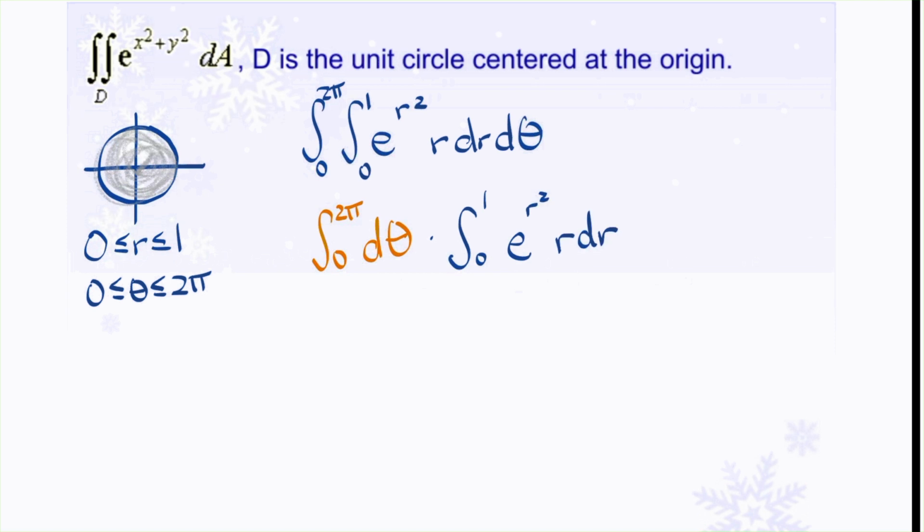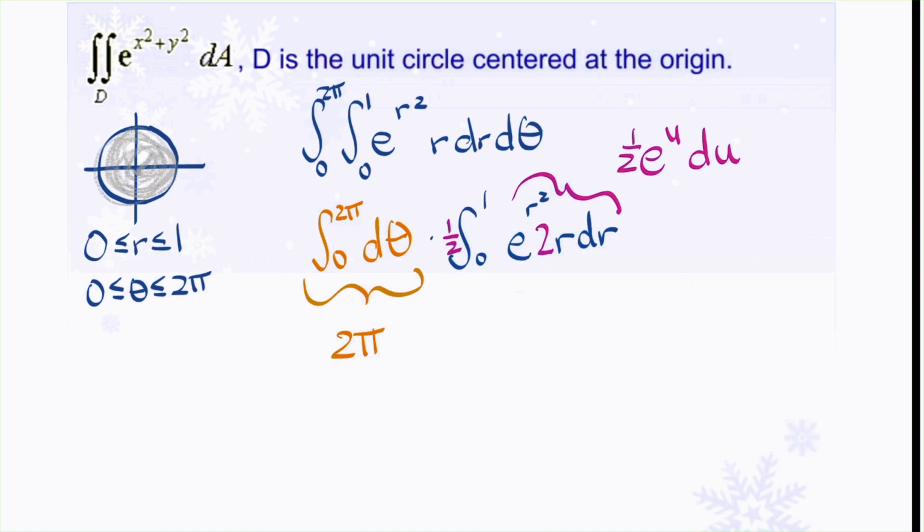So I'll do the very simple one first. This is just 2 pi because you get theta evaluated from 0 to 2 pi. So that just leaves a 2 pi. Let's look at the blue one. I have a u. This is the u. I need a du. My du would be 2r. So what I'm going to do is multiply this by 2 and then throw a 1/2 on the outside just to keep the integral equivalent. So what I essentially have here is e to the u du times 1/2.